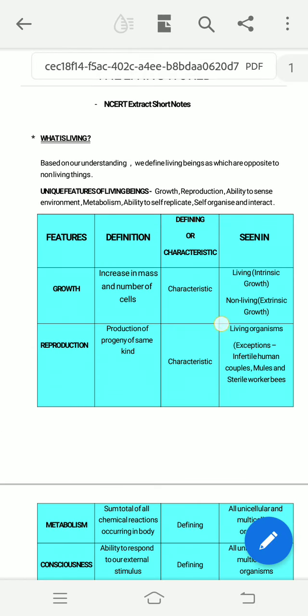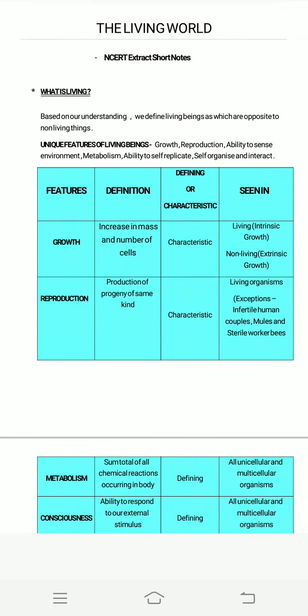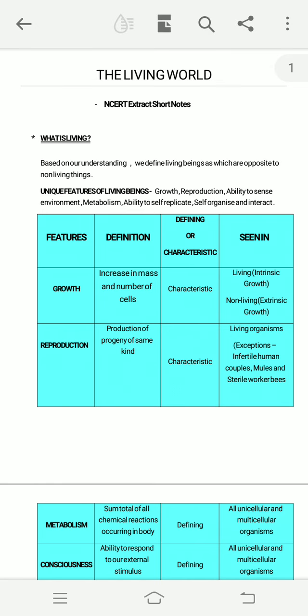In this video we are going to see the short notes for quick revision of the chapter Living World, and it is taken from NCERT line by line.